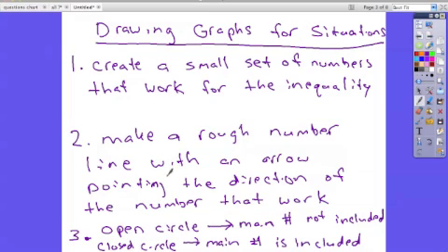Next, make a rough number line. I'm going to show you how to make a rough number line. And here's a key. On our number line, we are going to want an open circle if the number that we're talking about is not included, like it does not work. I'll show you what this means in a minute. We're going to want a closed circle on our number line if the main number that we're talking about does work with the inequality. You'll find out that open circles are always the ones that don't have the or equal to. Closed circles are the ones that do have the or equal to, and you'll figure out why in a second.